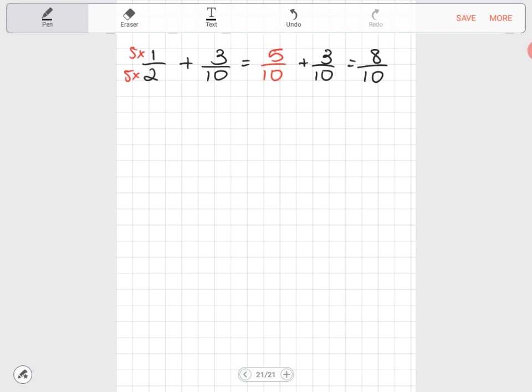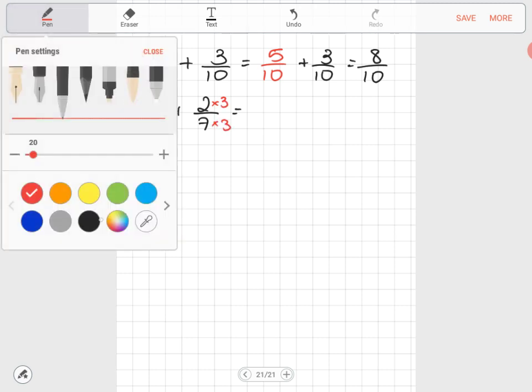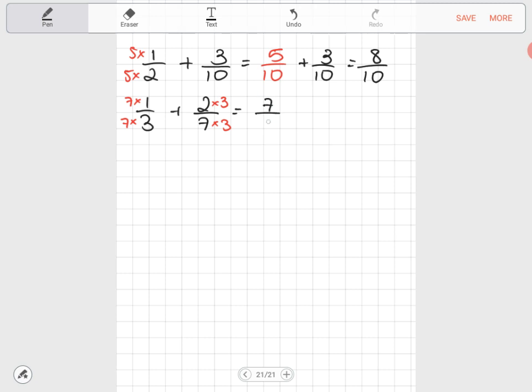If you were to have something like 1/3 plus 2/7, then we're going to need to multiply both of them by something. So we're going to multiply the 1/3 by 7 over 7, and we're going to multiply the 2/7 by 3 over 3. Okay, and we would get 7 over 21 plus 6 over 21. So we would have 13/21. Okay, so this works the same way for denominators.